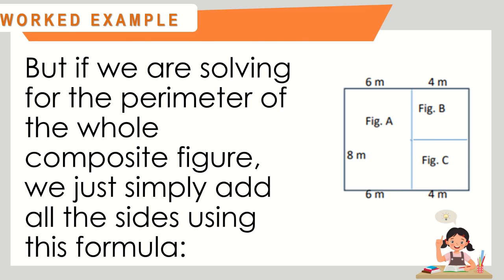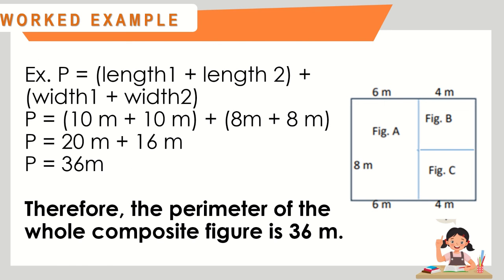But if we are solving for the perimeter of the whole composite figure, we just simply add all the sides using this formula. P is equal to 10 meters plus 10 meters plus 8 meters plus 8 meters. P is equal to 20 meters plus 16 meters. P is equal to 36 meters. Therefore, the perimeter of the whole composite figure is 36 meters.